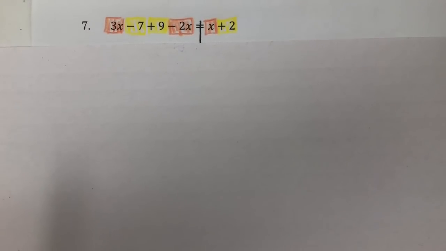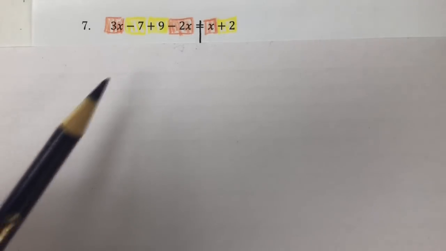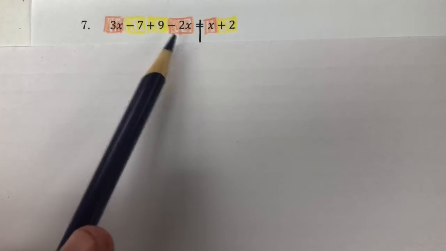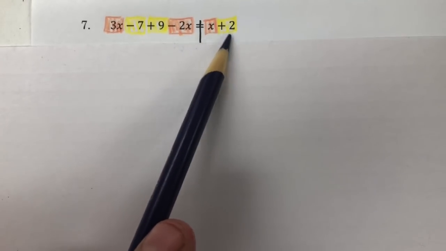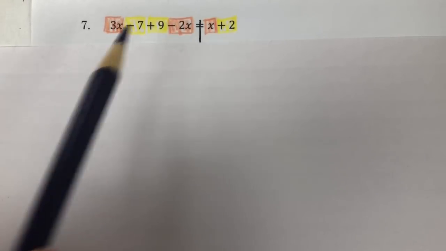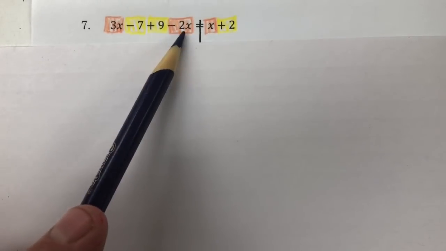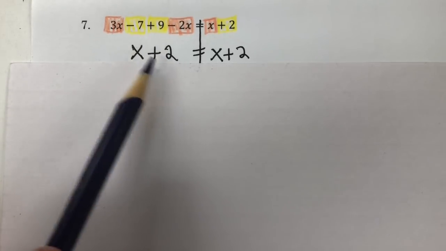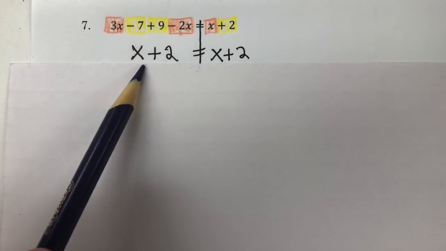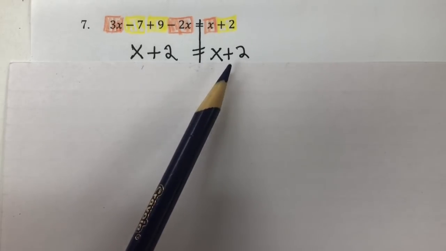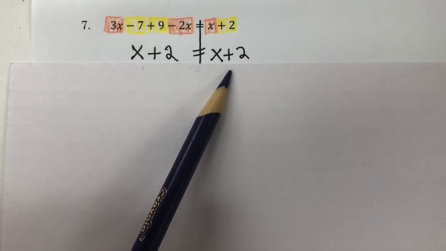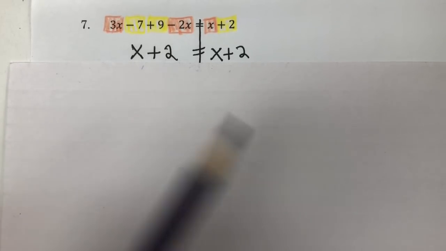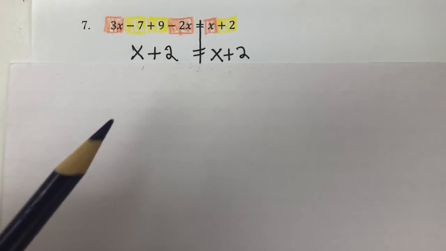In question 7, we're still trying to determine how many solutions this equation has. So first I need to combine like terms. On the right side, you see there are no like terms we can combine. On the left side, 3x minus 2x equals x. 9 minus 7 is 2. Well, you can already see that the terms on the left side are the same terms that are on the right side. So by now you should have been able to determine how many solutions this equation has.